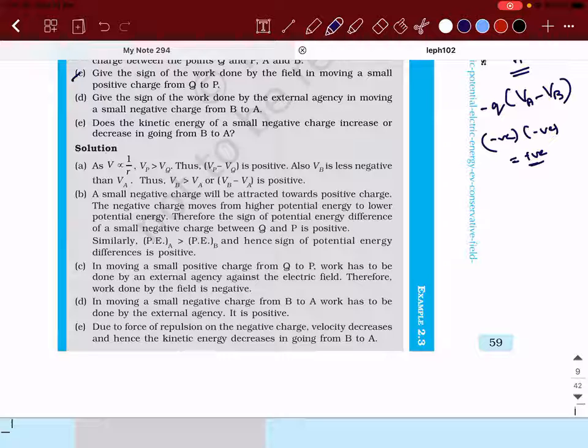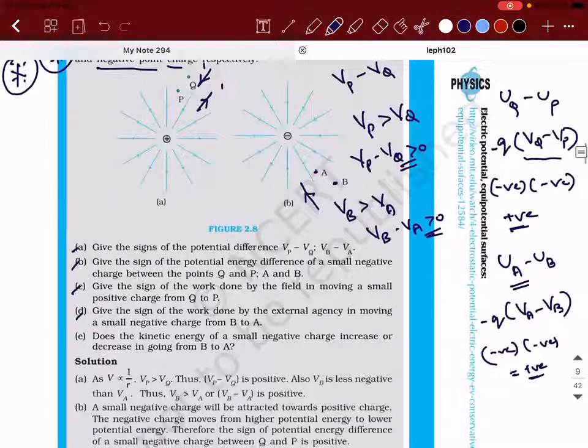Right? What about the answer for the fourth one? Use the same logic. D. Give the sign of work done by external agency in moving a small negative charge from point B to A. How is it positive?